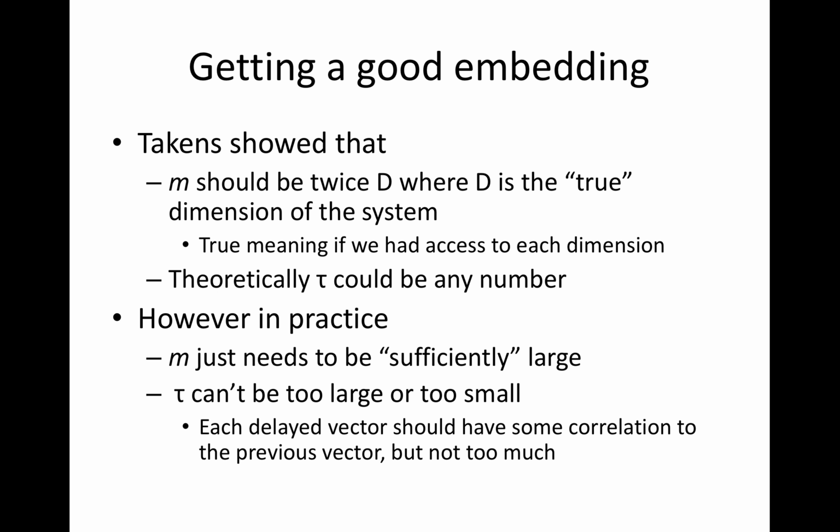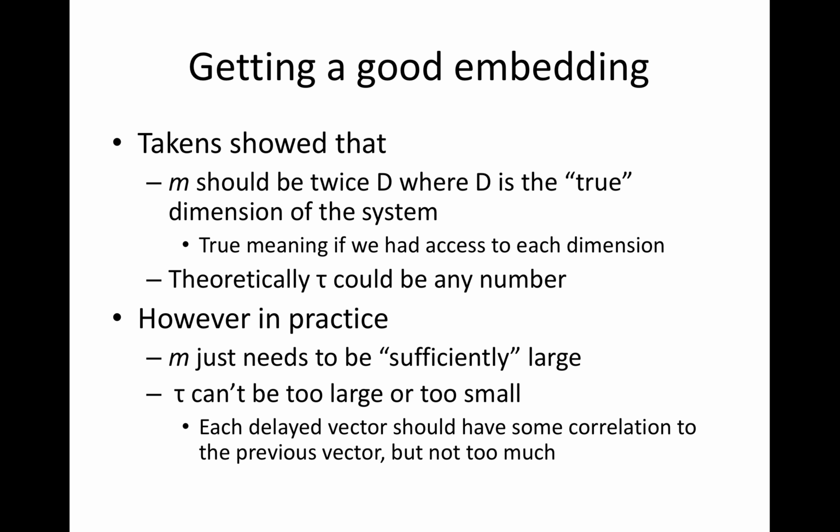So how do you know how many of these delayed signals you need to include, where m is the number of signals that you have? If d is the system dimension, then basically your m should be 2 times d, where d would be the true dimension of the system. So it's almost like the sampling theorem. You need twice as many delayed samples to reconstruct a signal with dimensionality d.